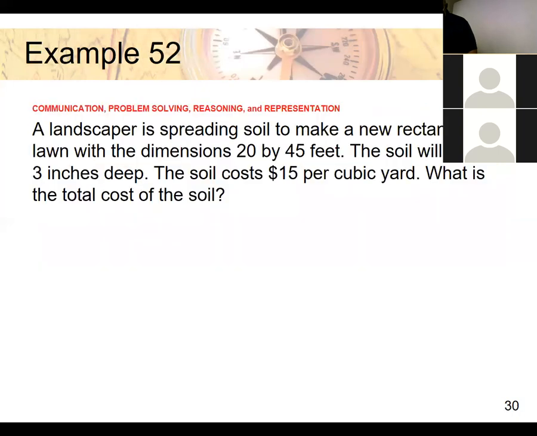So in this next example, we have a landscaper spreading soil to make a new rectangular lawn with the dimensions of 20 by 45 feet. The soil will be 3 inches deep. The soil costs $15 per cubic yard. What is the total cost of the soil?